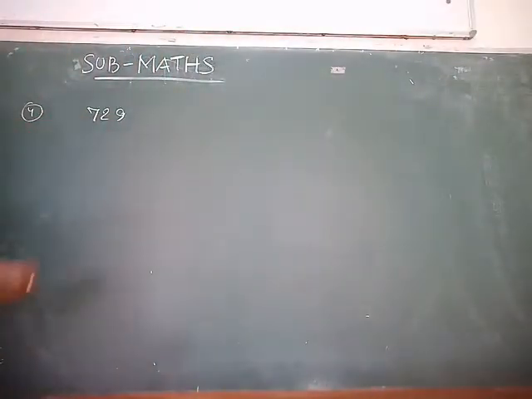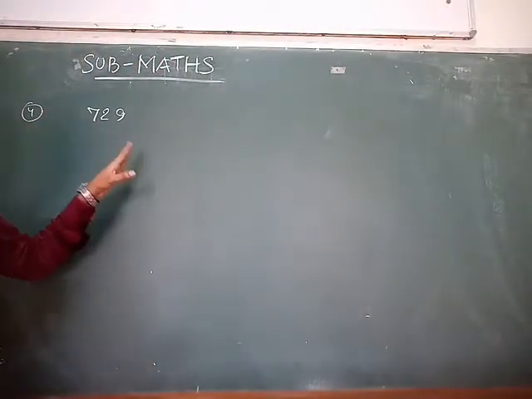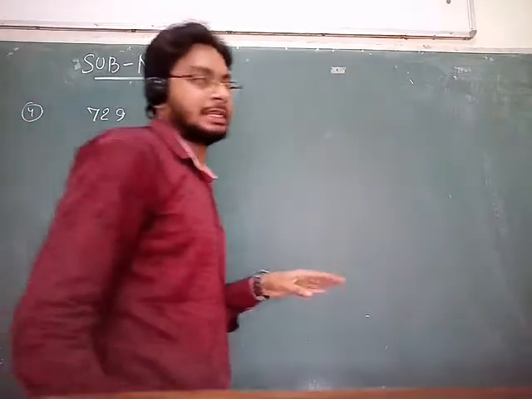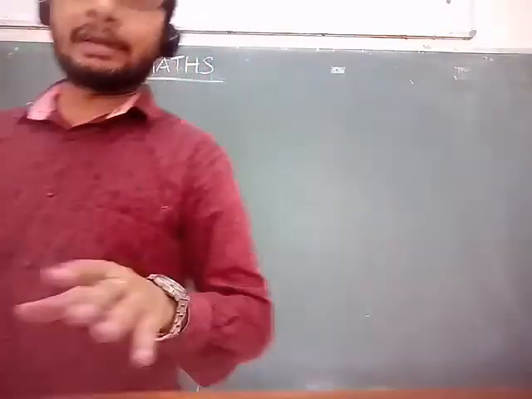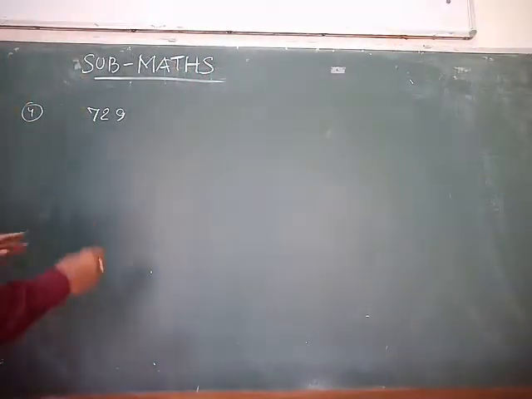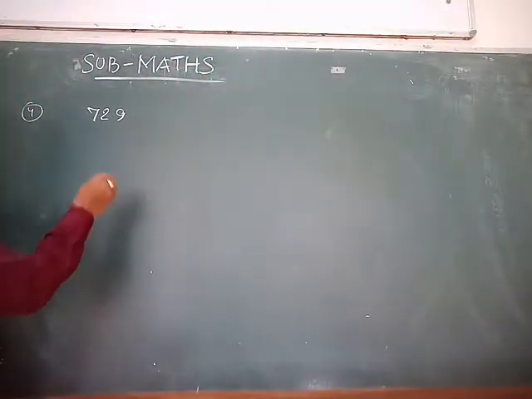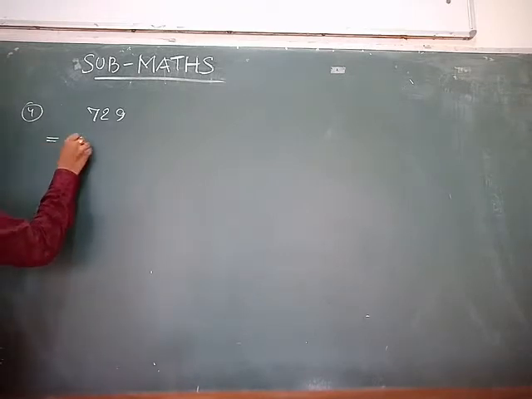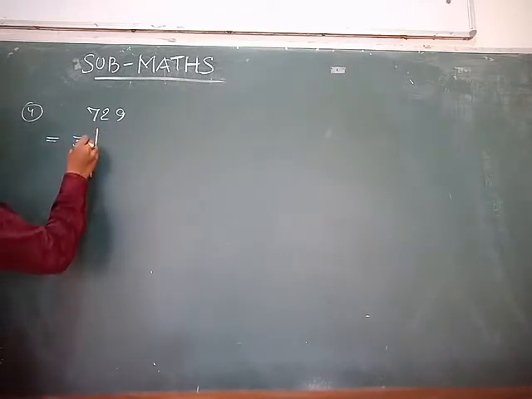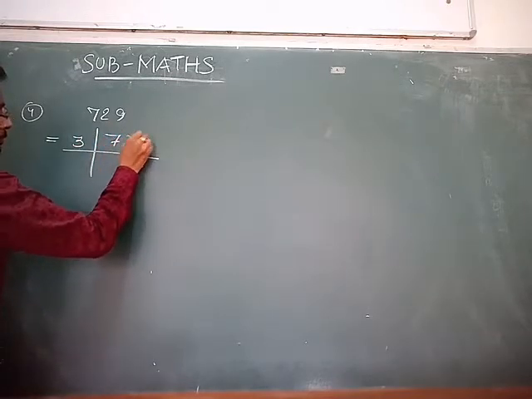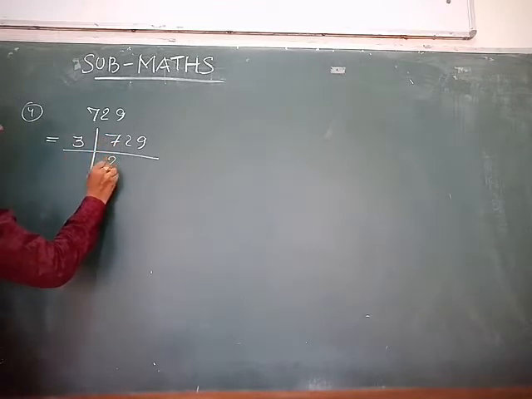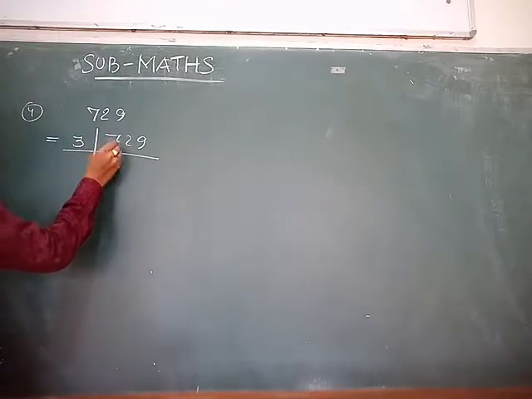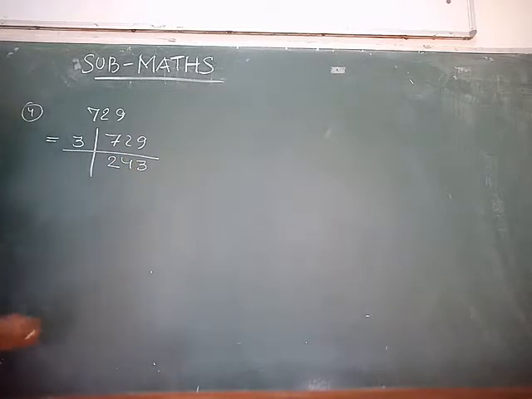Okay, so let's start. This is your fourth question, and that is 729. But here you can see this is an odd number. It cannot be divisible by 2. So let us start by dividing it by 3. 3 से divide करेंगे हम लोग. So what you will get? 3 2s are 6. 1 बचेगा. 3 4s are 12. 3 3s are 9. You will get 243.